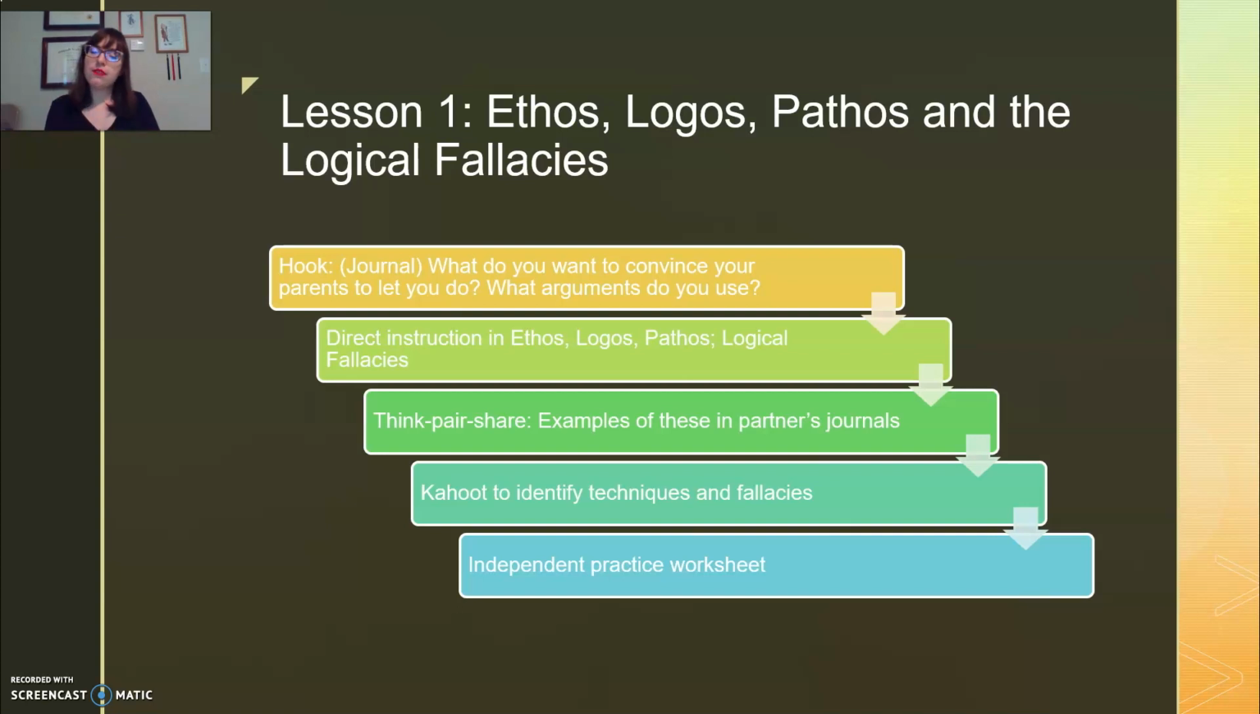Most likely I do this with a high school group because they've probably been exposed to ethos, logos, and pathos before. And so we could jump into those logical fallacies a little bit sooner than with, say, a 7th grade group. So after the direct instruction, we'd have a think, pair, share. The pair would identify examples of ethos, logos, and pathos and any logical fallacies in their partner's journal. So that's learning how to apply and some of that social learning. We'd then have a Kahoot to identify techniques and fallacies, just a little class quiz. And then they'd have that independent practice worksheet similar to the mastery-based model.